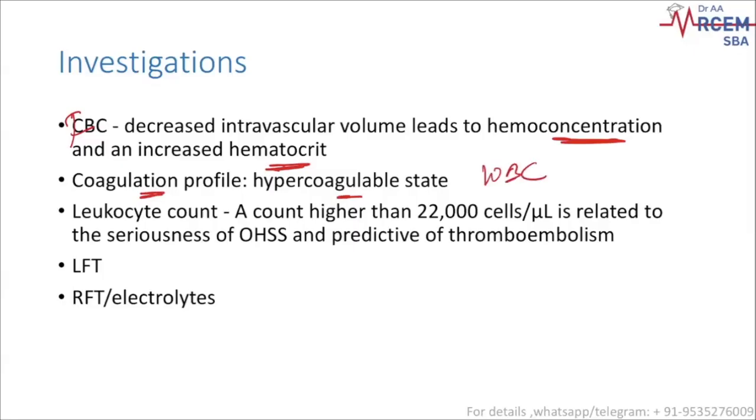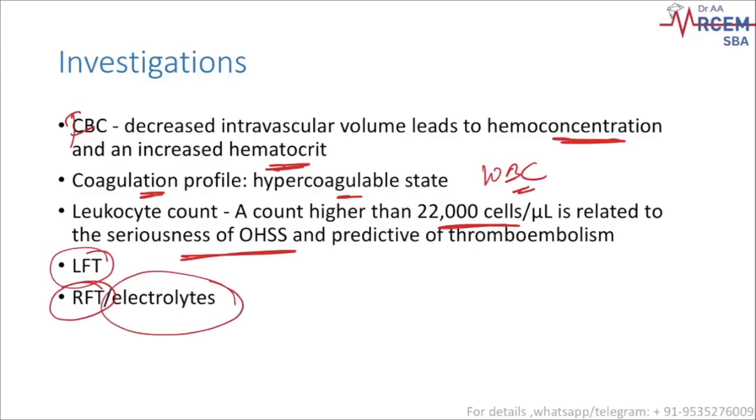WBC counts might be on the higher side, as high as 22,000, or even higher than 22,000. Don't think of an infection. This basically suggests how severe the ovarian hyperstimulation syndrome is in these patients. Kidneys and livers are the end organs which can get affected. Electrolyte abnormalities can also be seen. For that reason, kidney function test, liver function test, and electrolytes are the investigations you need to get done.